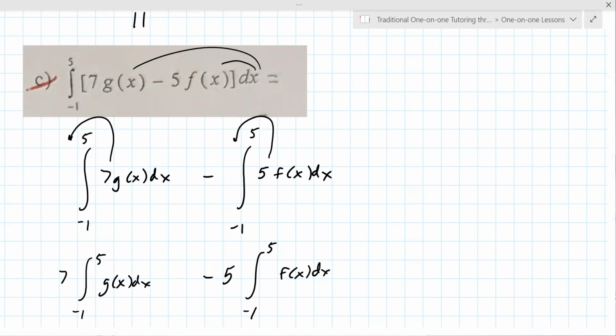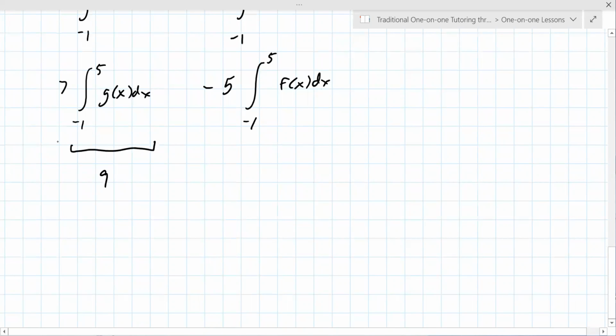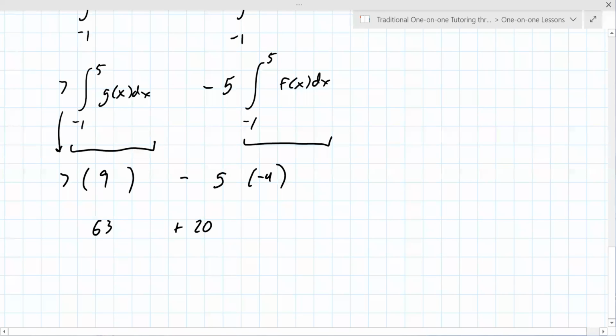You're given for g of x, you're given on the left here that this is 9 and f of x is -4. So this part is 9, and then you bring the 7 down. Okay. And then again, this is -4. Okay. So 63 plus 20. So notice that you always get a number as an answer here. It's not going to have any variables or anything in it.